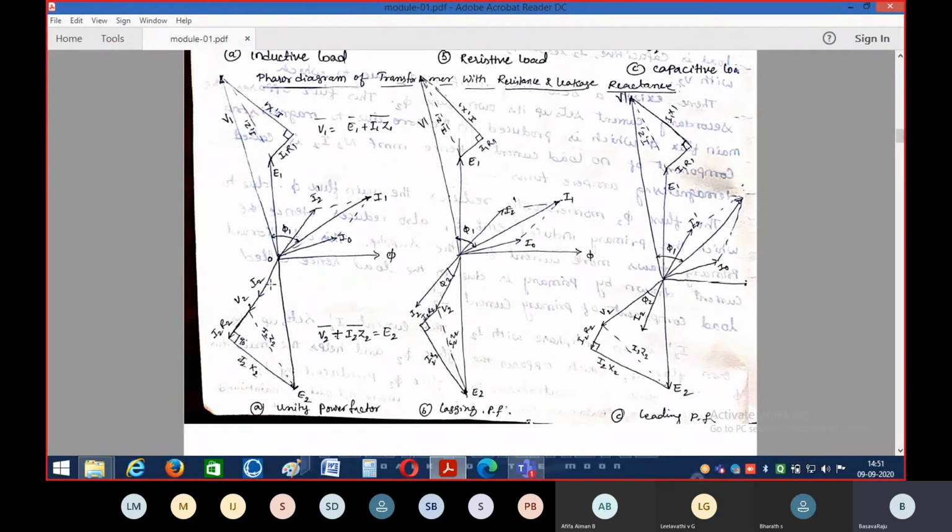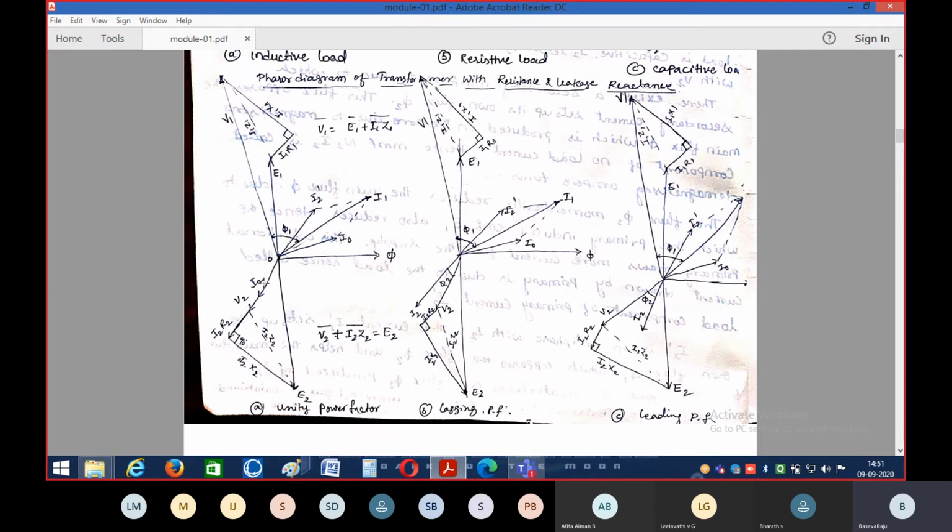Now this I2 current, due to I2 current there will be a voltage drop in the secondary, right? That is I2 R2, which will be in phase with the I2 current. This is I2 X2, which will be exactly 90 degrees with respect to I2 R2, and this dotted line represents I2 Z2. I2 Z2 is nothing but the total impedance voltage drop across the secondary winding.